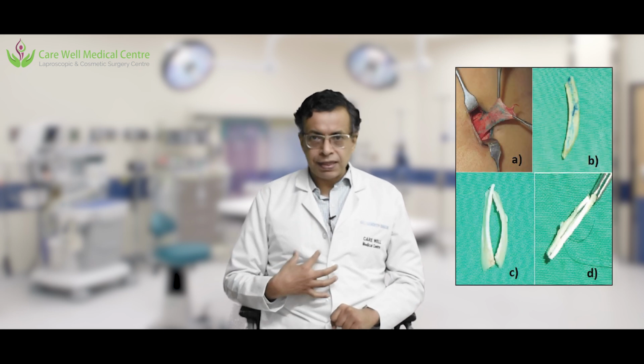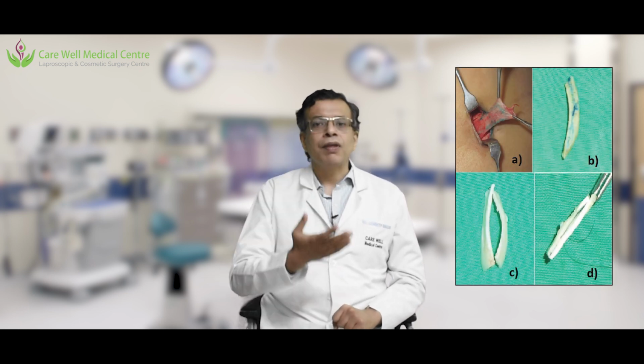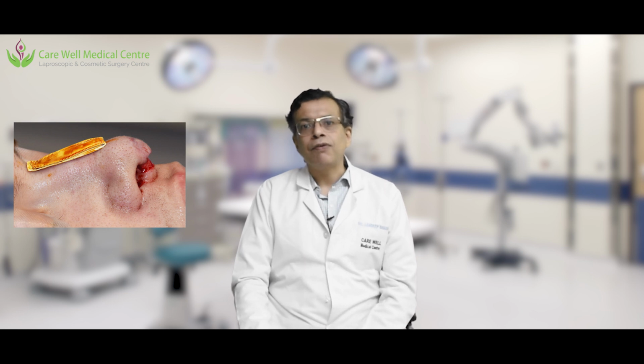So where do we get this cartilage from? We get this cartilage from the ribs, that is called rib cartilage, or from the ear, that is called conchal cartilage. These are the common areas that we use. Our favorite area to get the graft is from the ribs. So that is something we have to keep in mind.